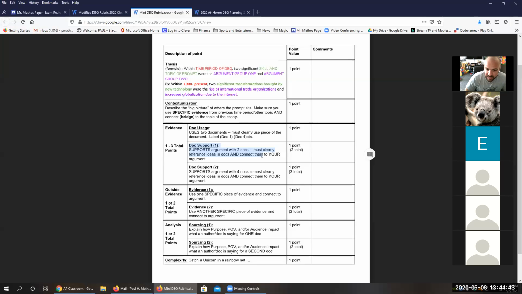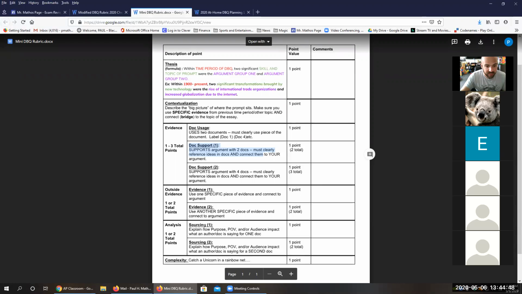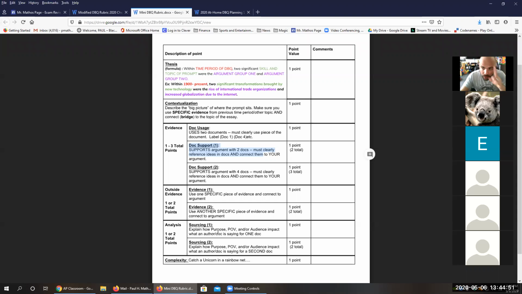Okay, but that's easy too. So in a way, and depending on what the topic is, just for 1 document, all you have to do is to show the purpose, point of view, audience, or author, and what it's saying about the document, and connect it to your argument. So I can make a 4-point essay by writing a 2 to 3 sentence thesis, using 1 document to support 1 side of my argument, 1 document to support the other side of the argument, and then addressing the purpose of 1 document.